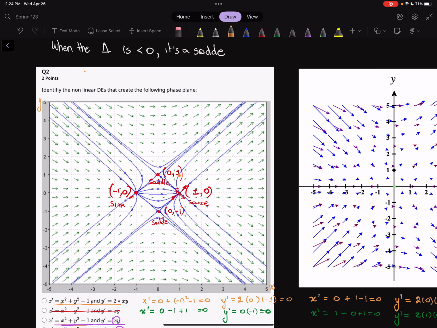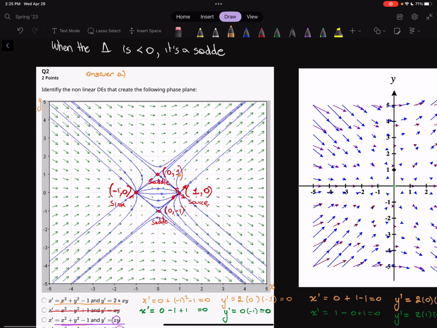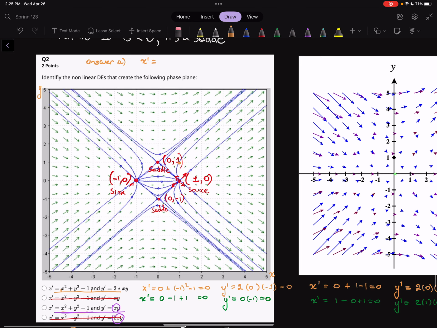So if I input answer A, x prime should be equal to, well, if x is 1, squared is just going to be 1, plus y squared is going to be 1, so 2 minus 1, that's 1. Y prime is equal to 2 times 1 times 1, so that's 2.